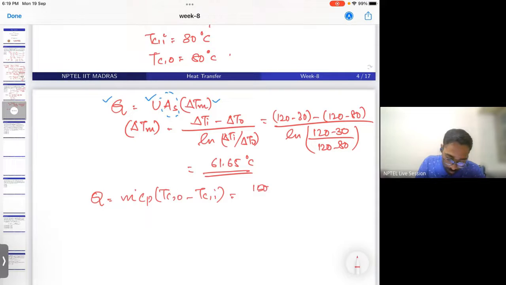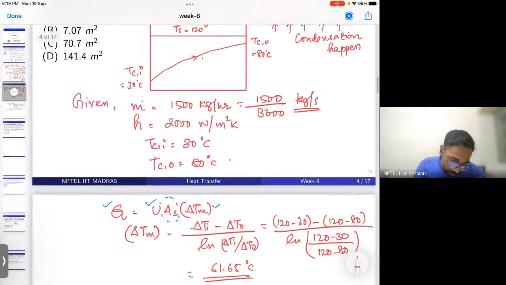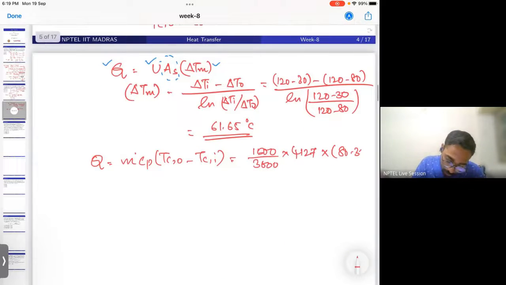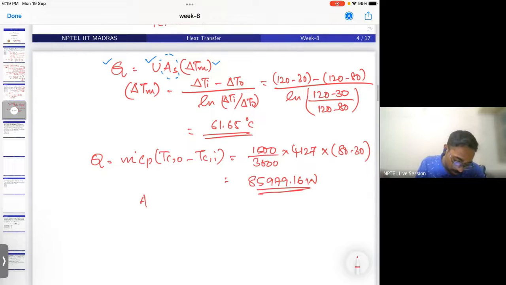So that is 1500 by 3600. I am taking the specific heat as 4127 joule per kilogram Kelvin into the temperature difference, 80 minus 30. So this will come out to be around 85979.16 watts. Just equate this, because as we know, the heat gained by the cold fluid will be the heat transfer of the heat exchanger, or the heat transfer of the system.